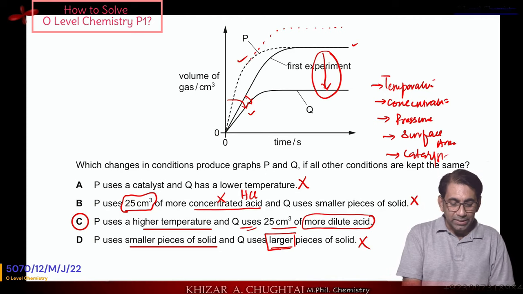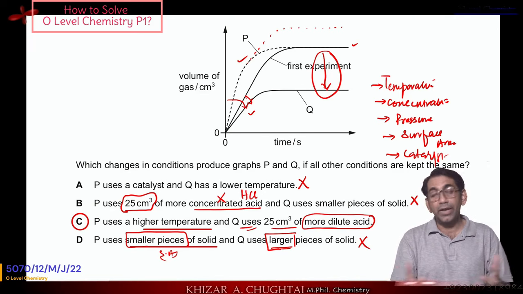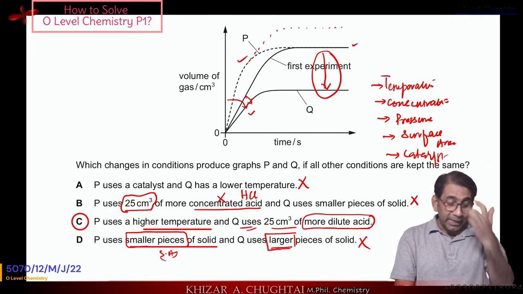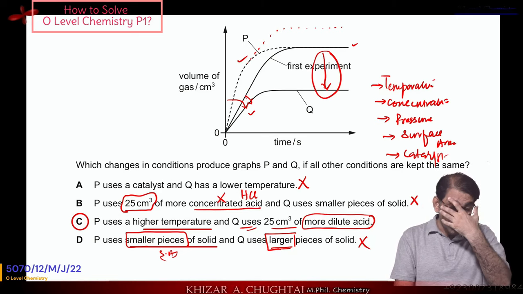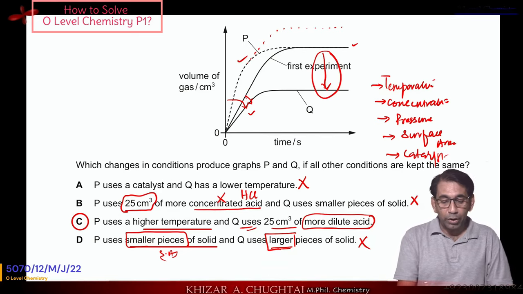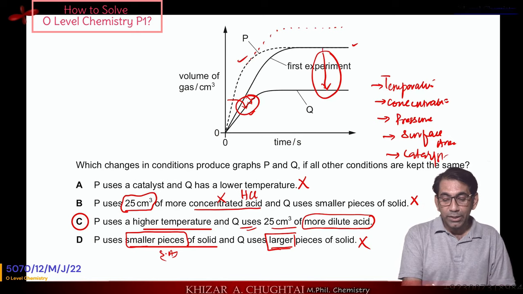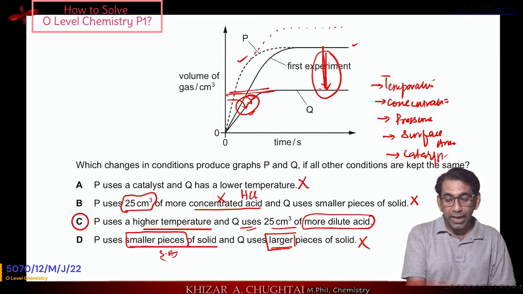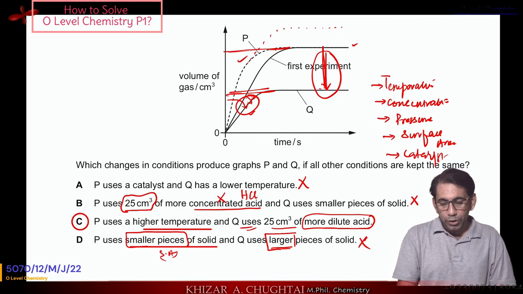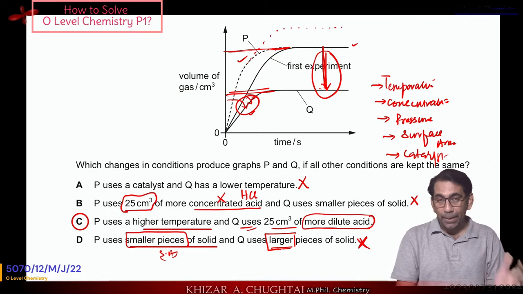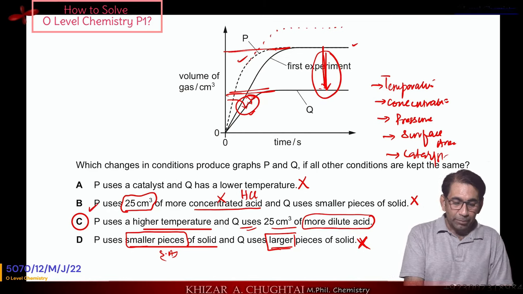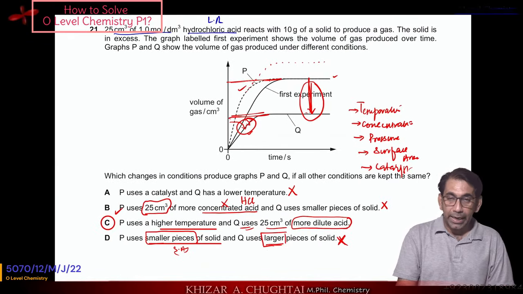So in case of smaller pieces, yes, surface area will be higher and speed will definitely be higher. But in case of Q, the larger pieces are there. Yes, it could be because it is showing less speed of chemical reaction. But the basic and major factor is that Q is showing almost half yield compared to the first experiment. So again, this is an inappropriate option, and it is confirmed that C is the correct option.